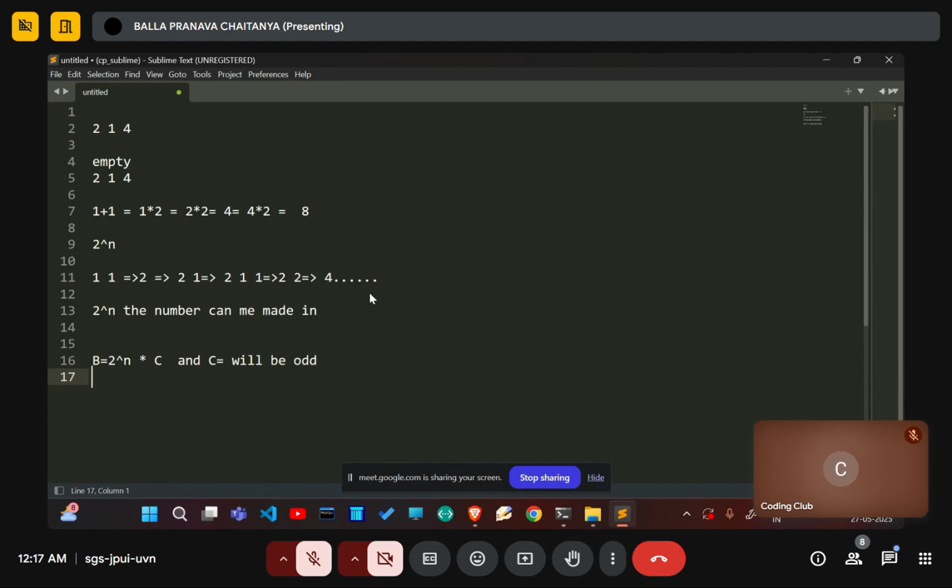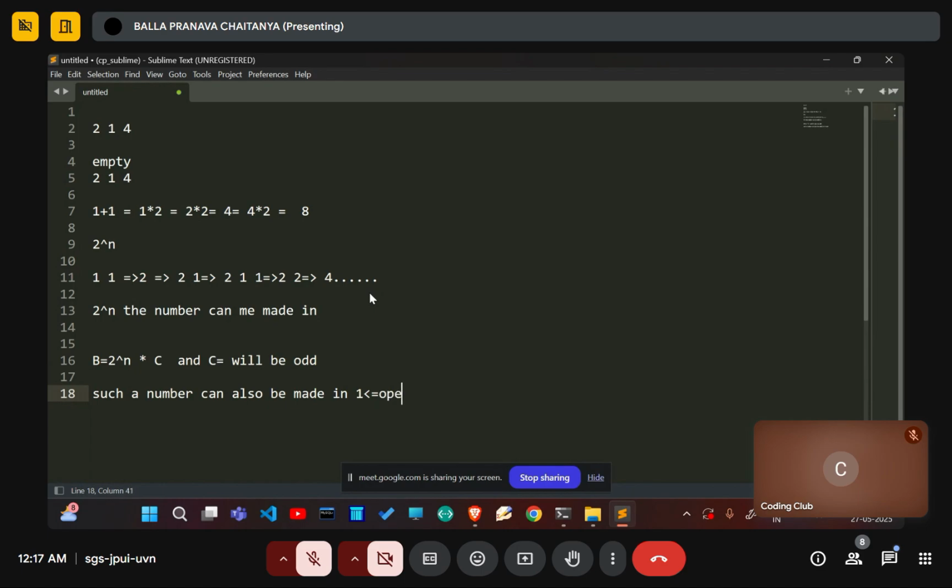So now we are going out of the box here. We are now considering the other cases when the number is not in the form of 2 to the power n. So it will be somewhat in the form of 2 to the power n into c, where c is some odd number. Such a number can also be made in 1 to 2 to the power n operations, because let's understand why.